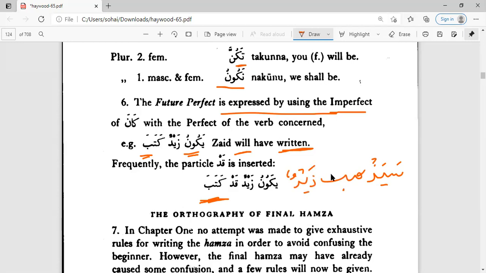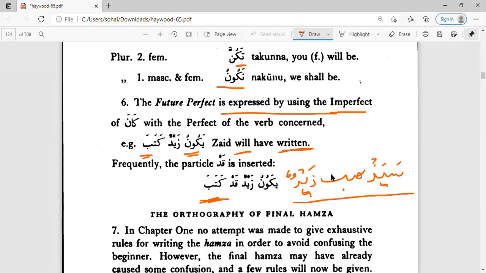Who's that? Zaid is going. I don't think there's a difference between saying Zaid will go or Zaid will be going. Yakunu? No, there's no need for yakunu. But it's written, he will be, right? For yakunu, it will be he will be. So he will be going then, yakunu.